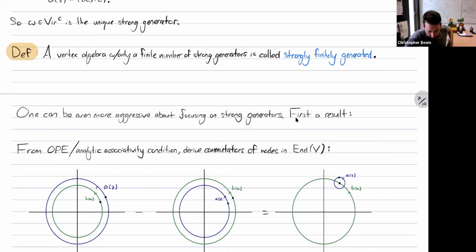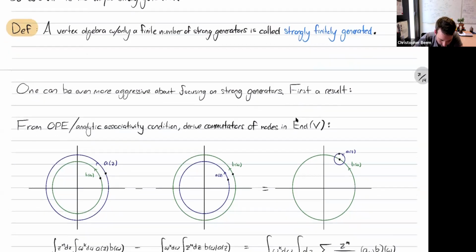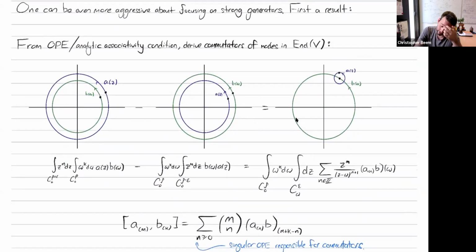Okay, so we have this notion of strong generators and of strongly finitely generated vertex algebras. It's going to turn out that one can be more aggressive about trying to tell a story where you focus only on these strong generators. But before that, I need to recount an important result, which is a familiar looking derivation. You've probably seen it in Polchinski if you studied Polchinski or elsewhere.